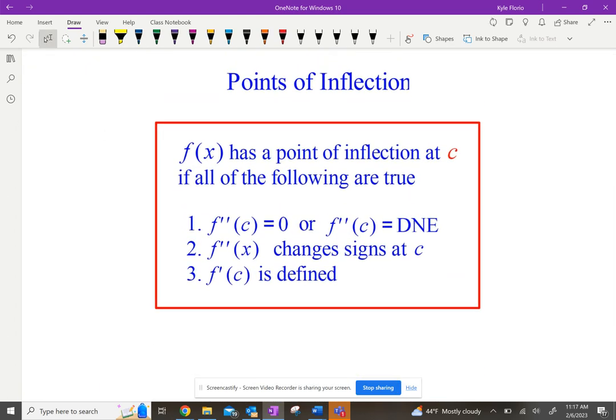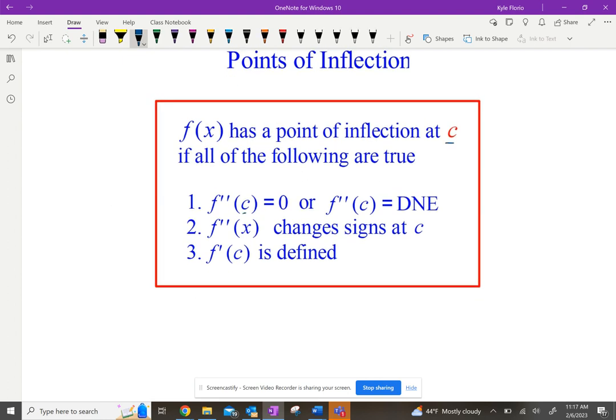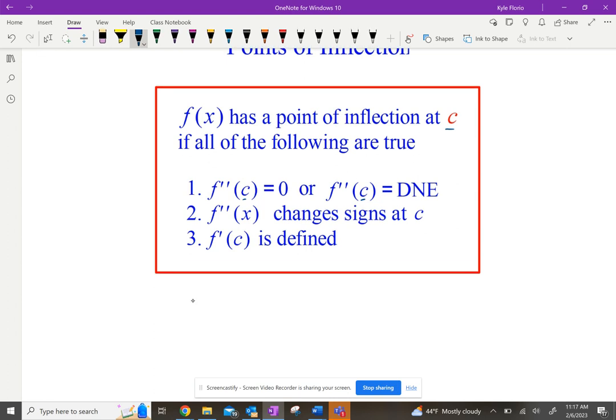Also pause the video to copy down the points of inflection. f of x has a point of inflection at some value c if all the following are true. At this point the second derivative is either 0 or does not exist, the second derivative has a sign change, and the value of c in your original function is defined. This is one that we often forget: not only is it where the second derivative is 0 or doesn't exist, but it also has to be defined in the first derivative. When we see an example, you'll see how this all works out.